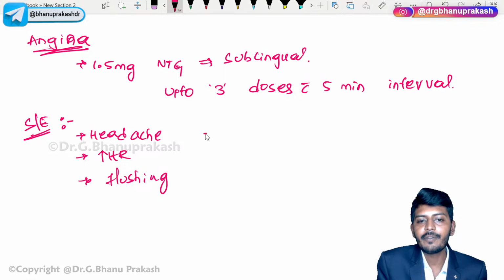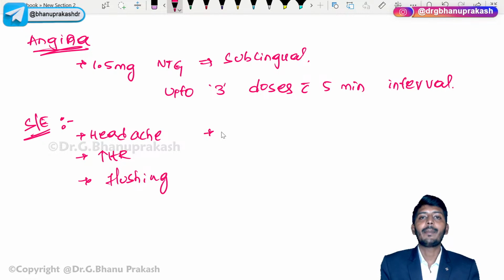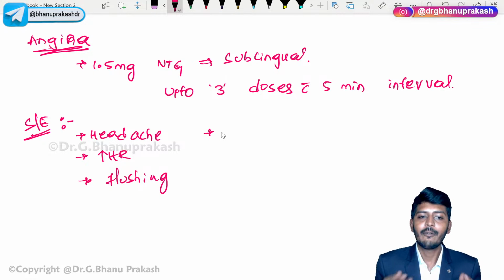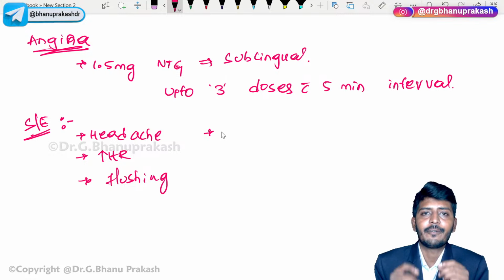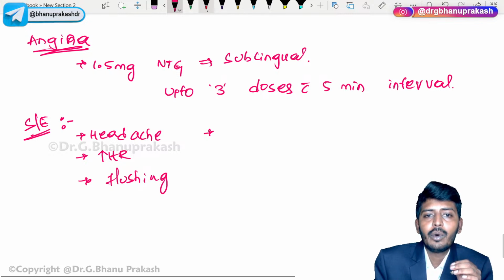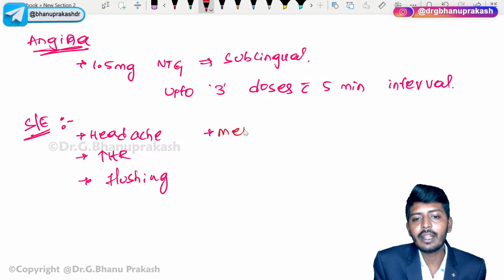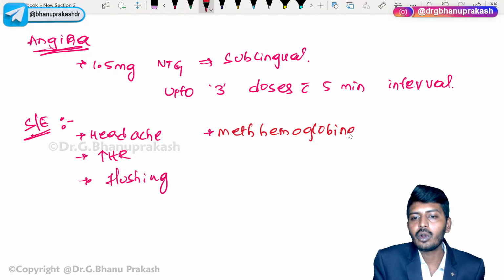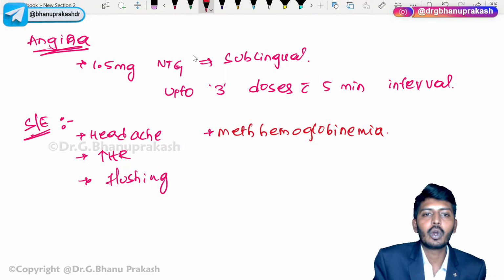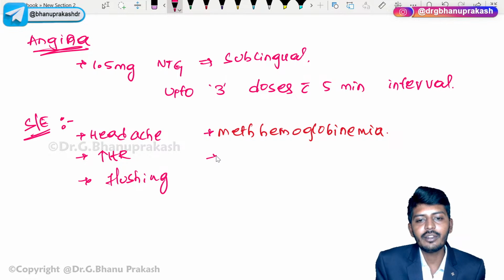Okay. Apart from flushing, what else will it lead to? Headache. Okay, flushing, agreed. Apart from flushing, it will cause one of the most important things you need to remember, which we already discussed. They will cause methemoglobinemia. Along with methemoglobinemia, we have some disadvantages with this drug.